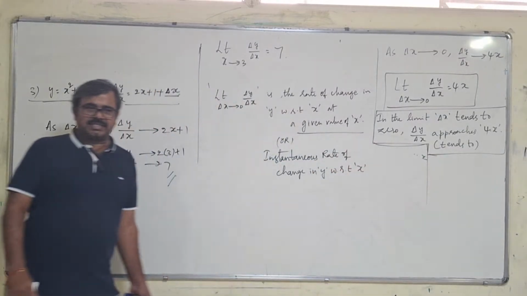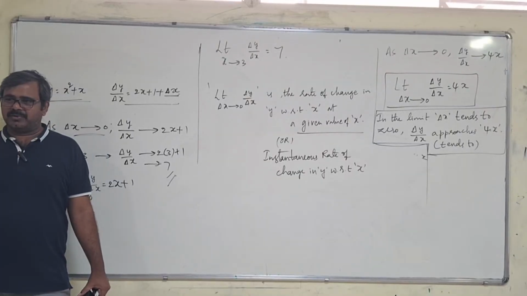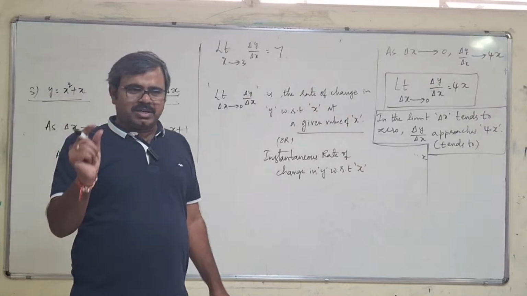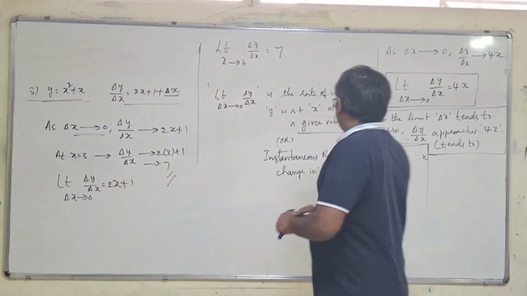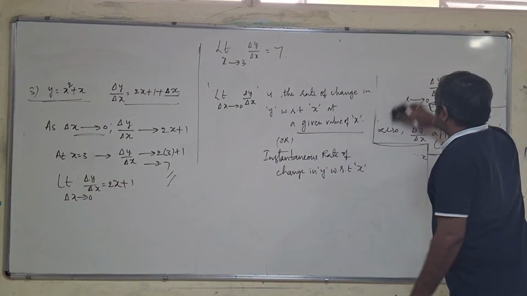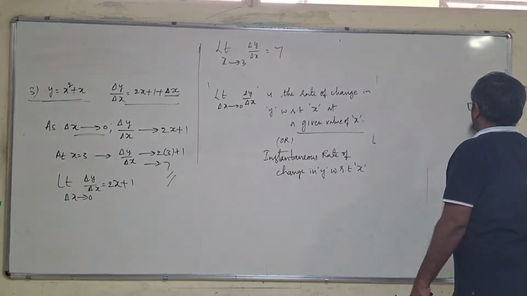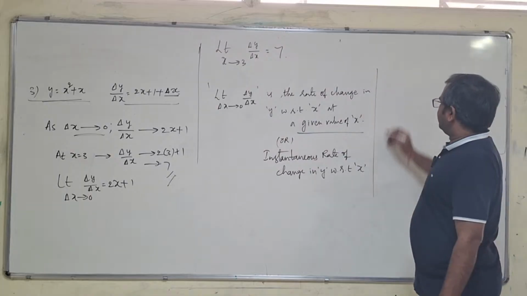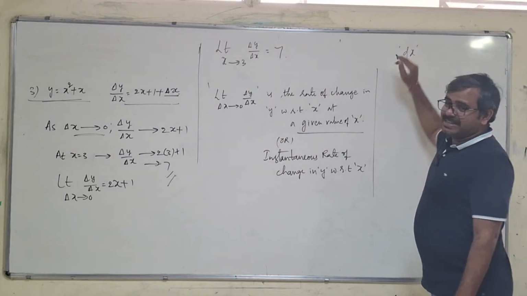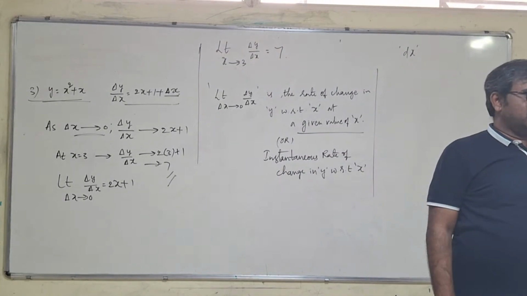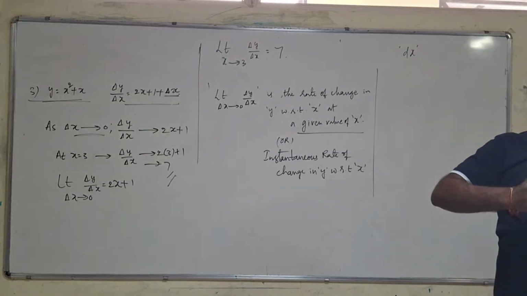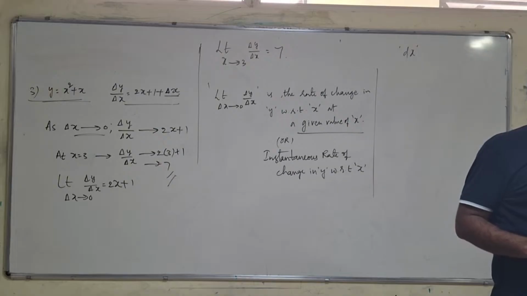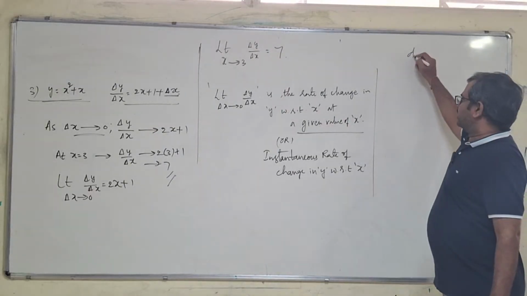You can call this instantaneous rate of change in y with respect to x. When you construct a small interval around a given value of x, because the interval is small, the change is small. Small changes are indicated by not delta but d. d does not have any independent significance to it. If you write d, it doesn't mean anything.